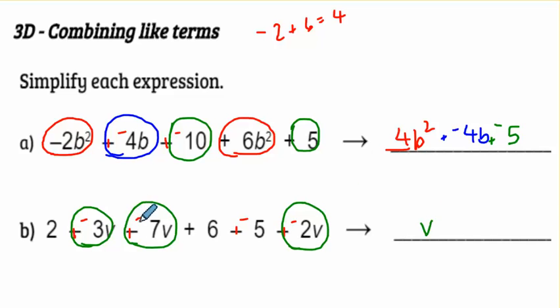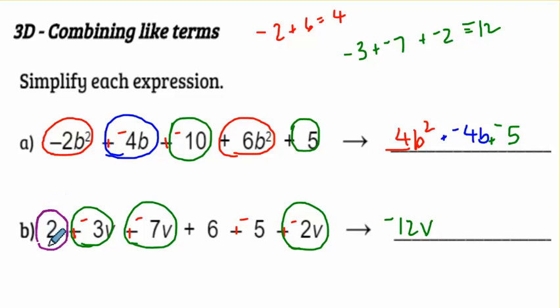All right, so how many v's am I going to have? Well, I have negative 3 plus a negative 7 plus a negative 2. The signs are all the same, so I add them. I get 12, and you keep the sign. So that's going to be negative 12v.